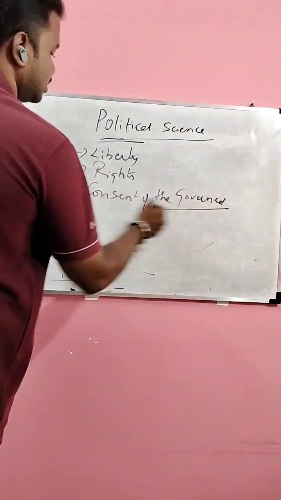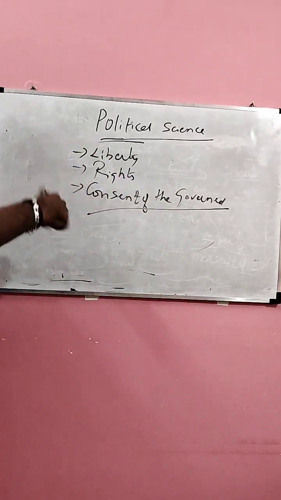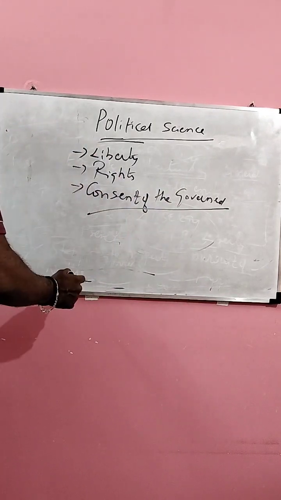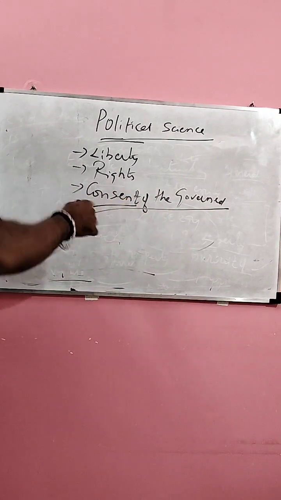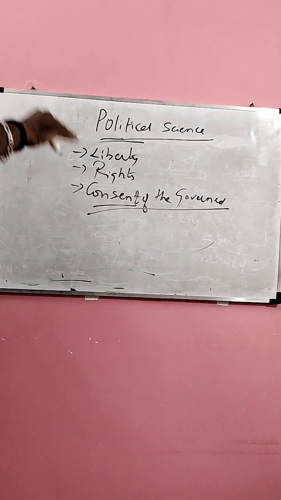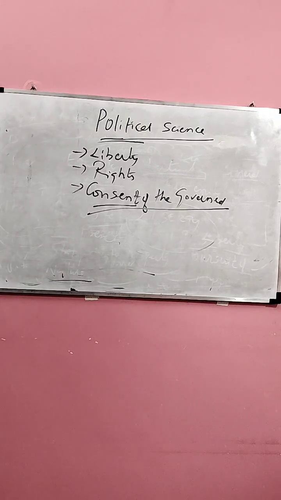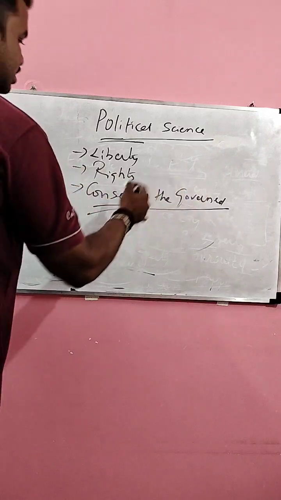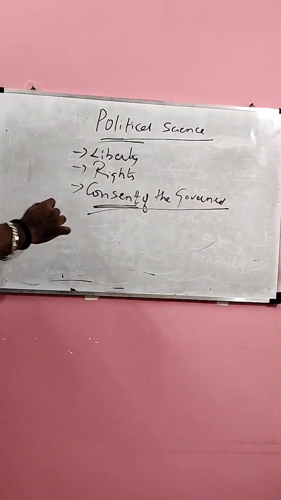What is consent of the governed? The people should be governed by the state, but the people themselves should give the consent. Consent means permission. We already studied this in the social contract. How did Locke look at the social contract? John Locke said that the social contract was a voluntary decision taken by the people to establish the state. They were already conscious, they had freedom and reason, so they were consciously giving permission to establish the state. So consent is very important.